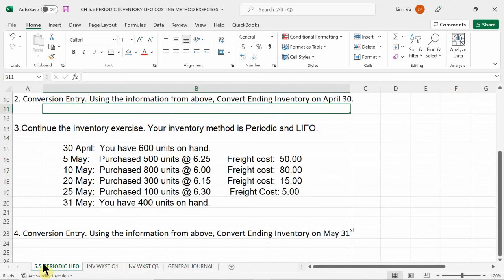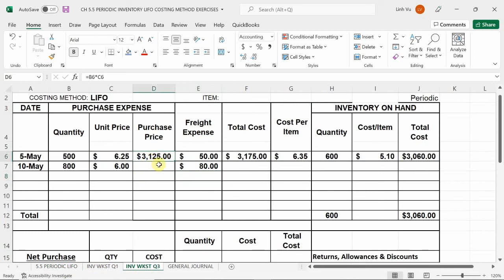So by plugging in all of these numbers, if you're using self-referencing, you can solve these much more quickly. So in this case, 800 times 6 gives you 4,800 plus 80 should give you 4,880. Okay. So now I need to solve for my cost per item, which in this case, you're going to take your 4,880 divided by my 800 units to get $6.10.